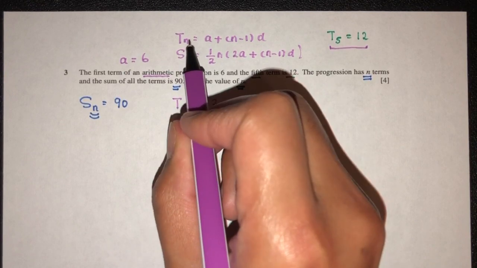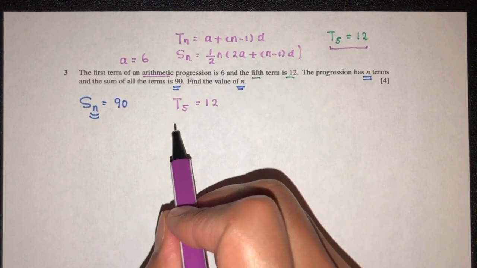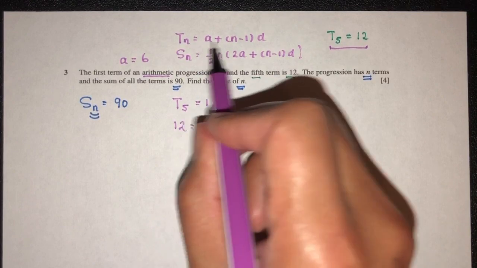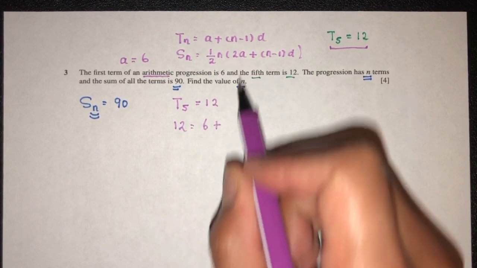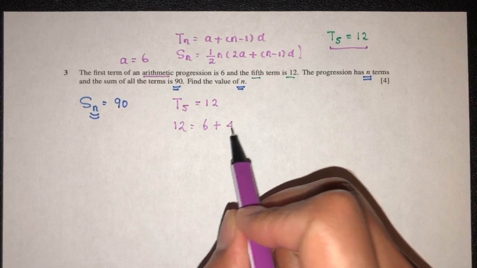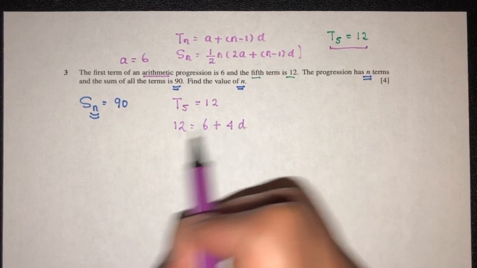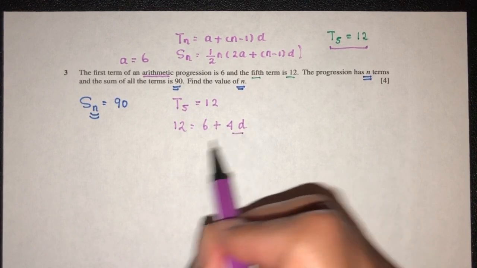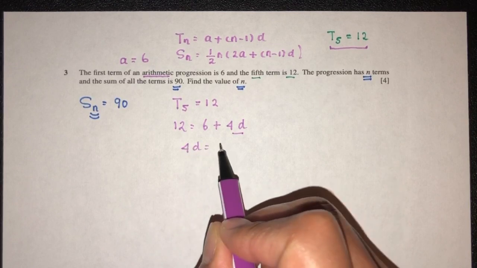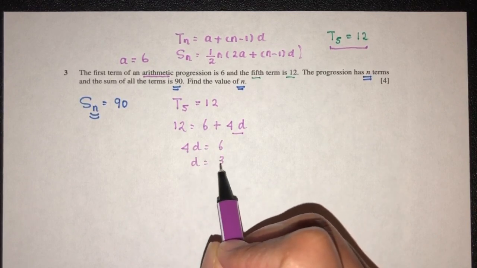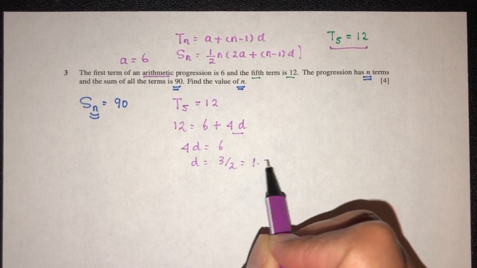Now fifth term, that will be where n equals 5. We have 12. a is going to be 6 plus n minus 1, which is 5 minus 1, which is 4, times d. We have this equation, so we have to find the value of d first. So for d, 6 equals 4d, so d will be 3 over 2, which is 1.5.